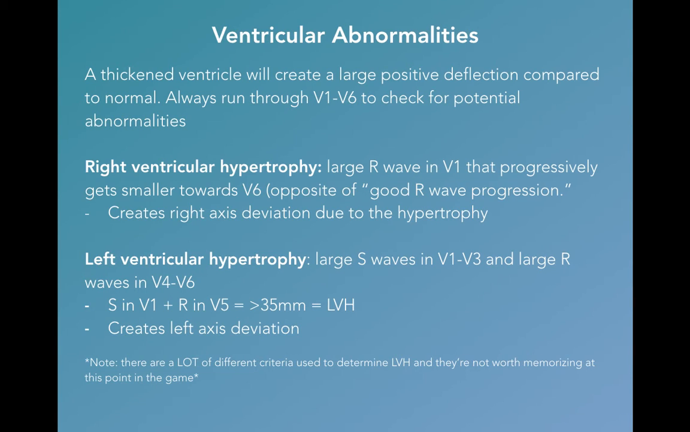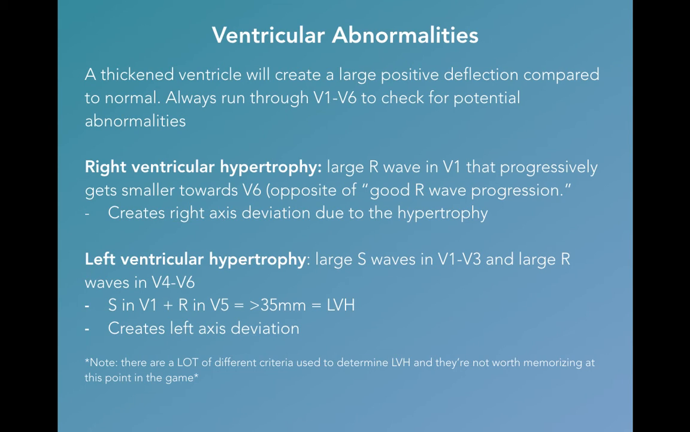There's a lot of different criteria for right and left ventricular hypertrophy. I suggest you look them up if you're really curious. And the last one would be left ventricular hypertrophy, where you have large S waves in V1 through V3 and large R waves in V4 through V6.